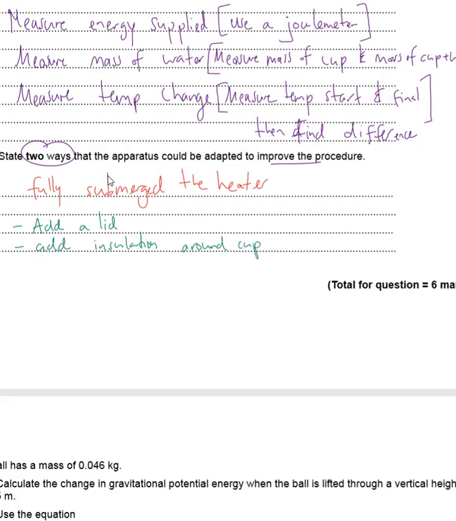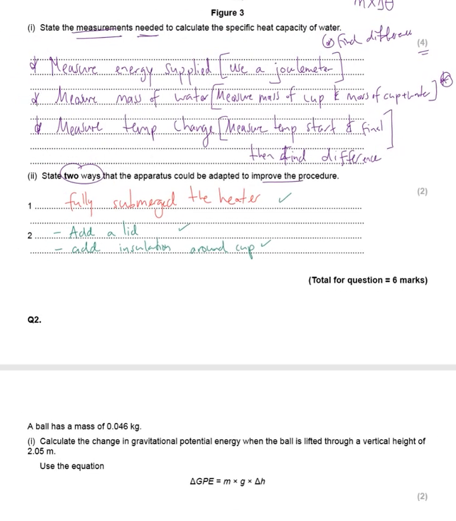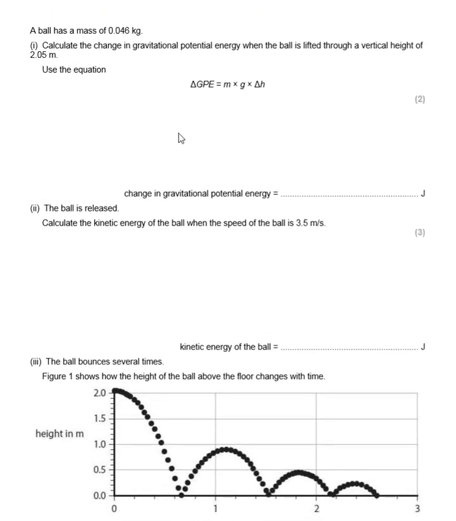Now, it's 2 marks, so this is 1, this is 2, this is 3. Okay, so any 2 of these points will give you your score. Okay. Now, energy we know, you just need to use the equation. We've got the mass, we've got the height, gravity is 10.